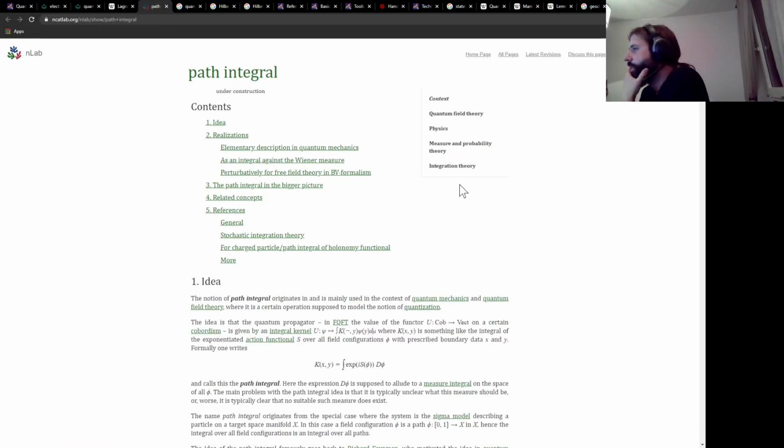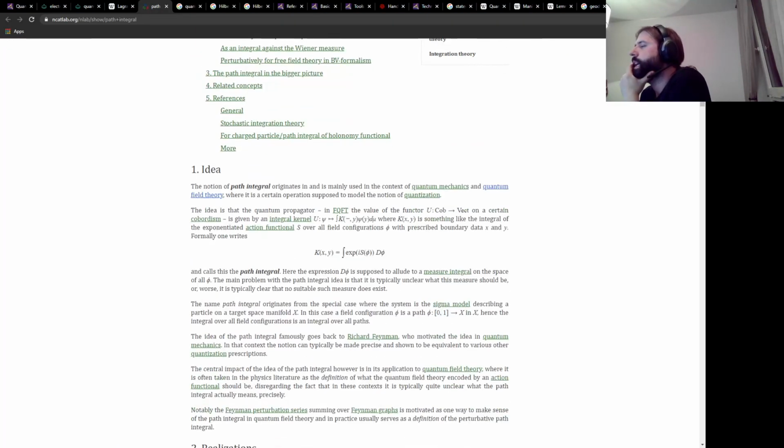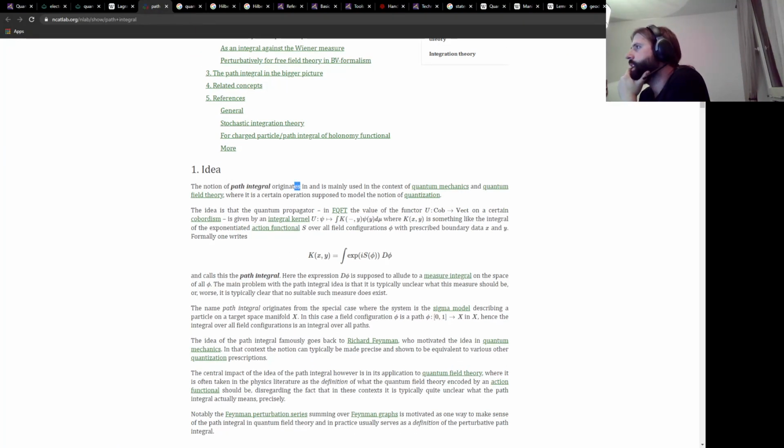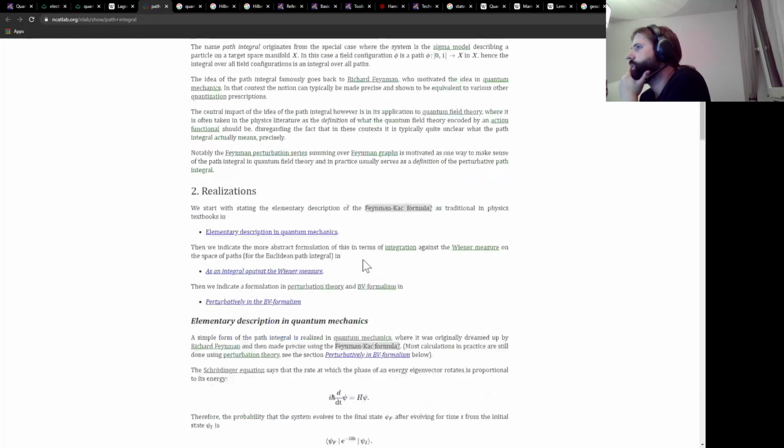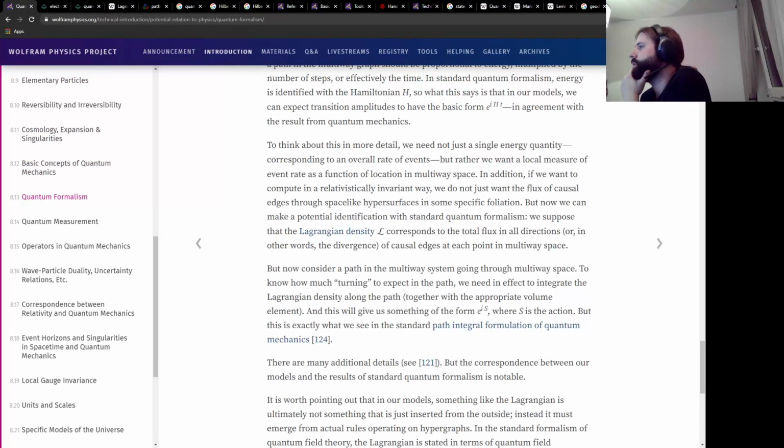Wow. The notion of path integral originates in and is mainly used in the context of quantum mechanics and quantum field theory, where it is a certain operation supposed to model the notion of quantization. The idea is that the quantum propagator, the functor, what is a functor? Oh God, that's definitely too much. There are many additional details, but the correspondence between our models and the result of standard quantum formalism is notable. That's all I could take from this, I guess.